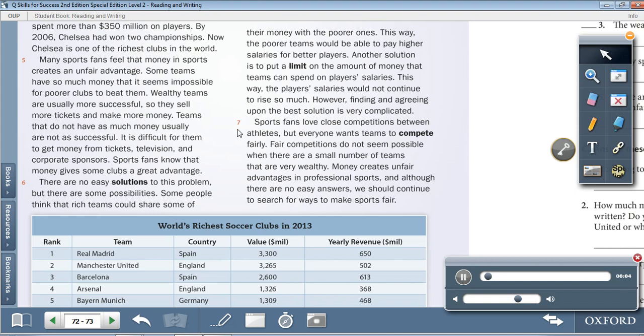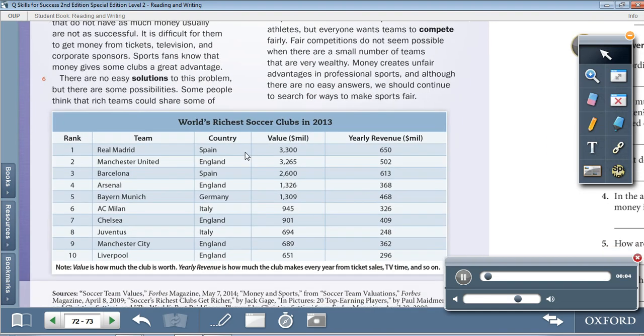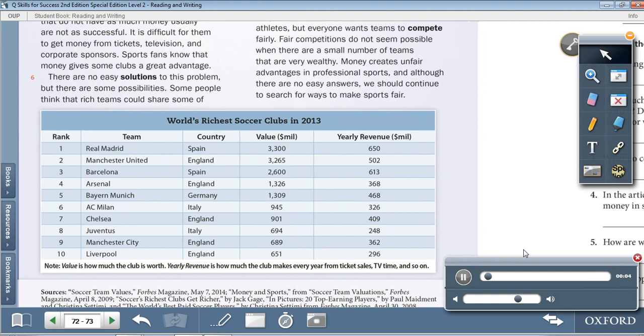Sports fans love close competitions between athletes, but everyone wants teams to compete fairly. Fair competitions do not seem possible when there are a small number of teams that are very wealthy. Money creates unfair advantages in professional sports, and although there are no easy answers, we should continue to search for ways to make sports fair.